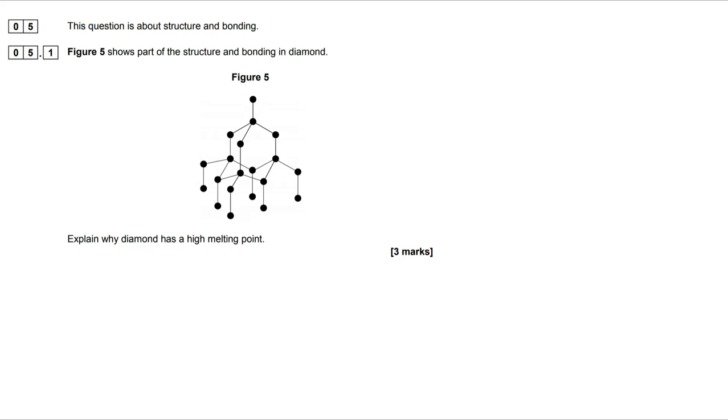This is AQA GCSE Coordinated Science Chemistry Higher Paper, June 2018, question 5. So, the question is about structure and bonding, and the figure shows part of the structure and bonding in diamond. Explain why it has a high melting point. So, a fairly standard question that comes up fairly often.